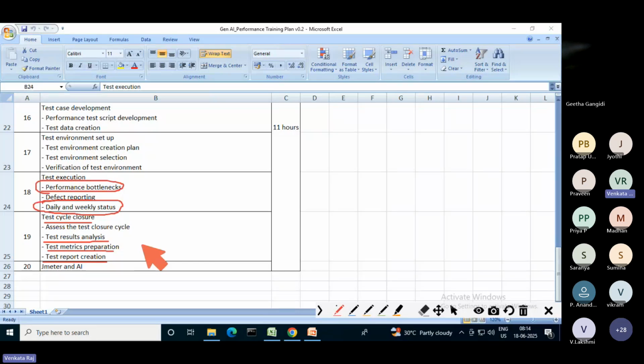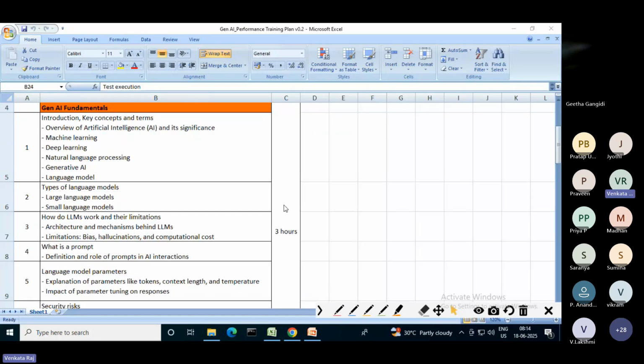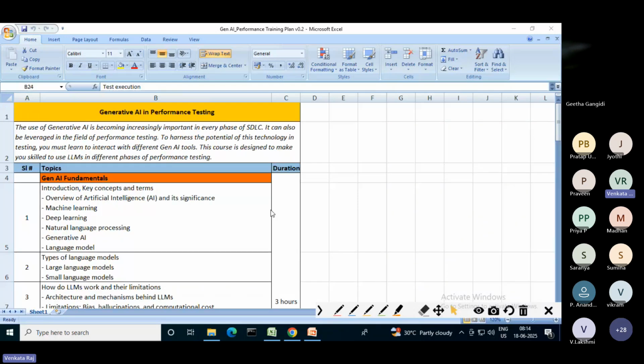And then we are going to see, guys, how to use AI in JMeter. I'll take JMeter as an example of a performance testing tool, and I'll show you how we can utilize AI in JMeter. So this is the list of topics, or course content, which we are going to cover as part of this exclusive training, generative AI in performance testing, everyone. Okay.